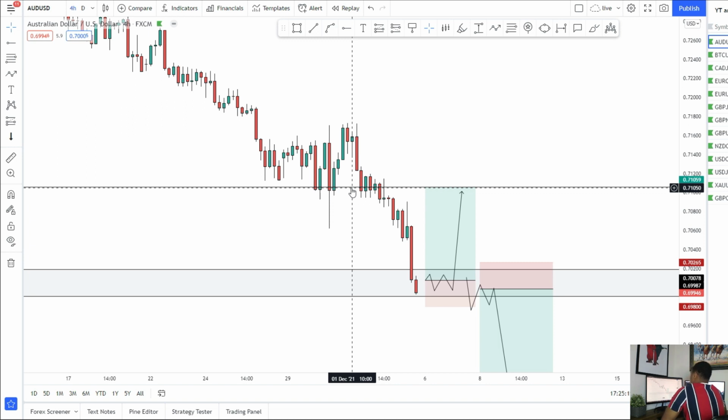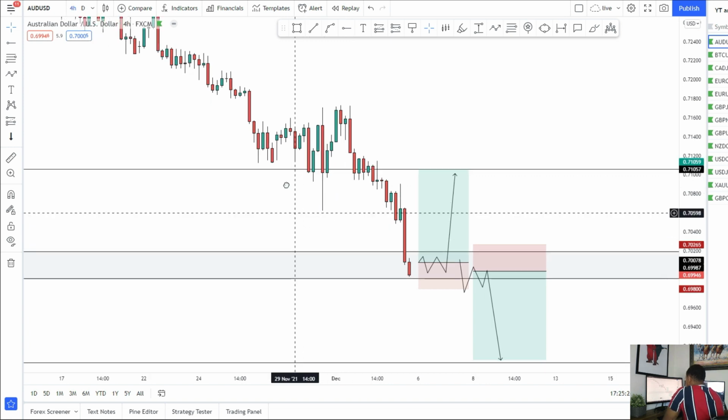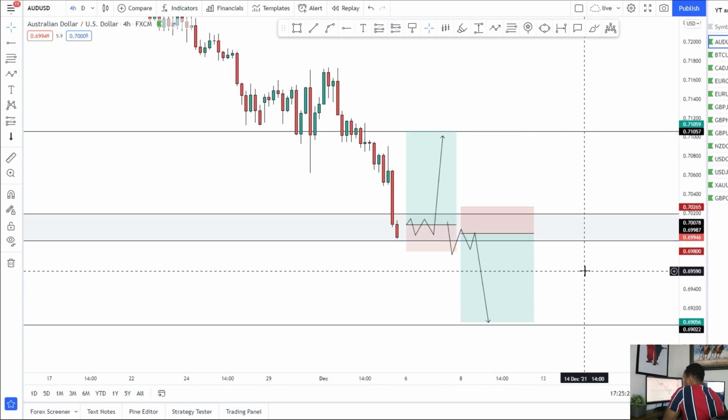So I'll keep my eye out for this one throughout the week, and see if we can get some nice price action kind of midweek. Look for some buys. If not, look for the continuation, break, retest back down to 0.69 for next week.